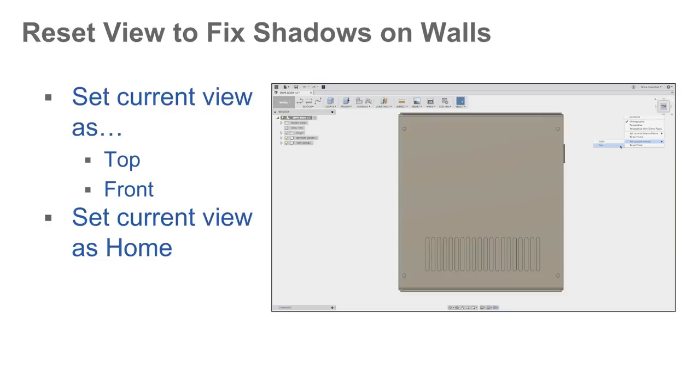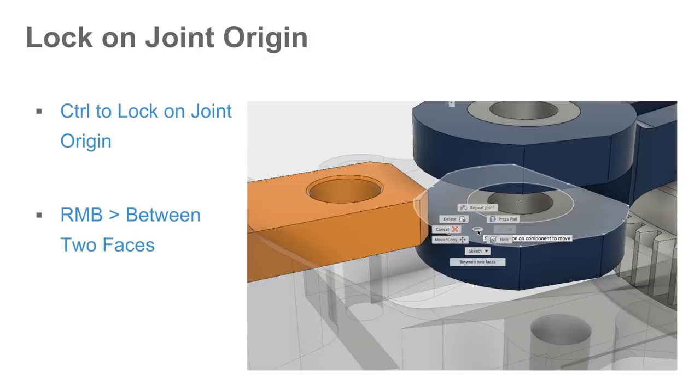You can also do this to just alter the way that the shadows look in the model. So sometimes you just want to take a quick screenshot or rendering. Using this option to alter that is going to enable you to adjust some of the lighting conditions on the model, because the base environment has some lighting conditions obviously already associated with it. Lock on joint origin and between two faces, that's something that's best shown in software.